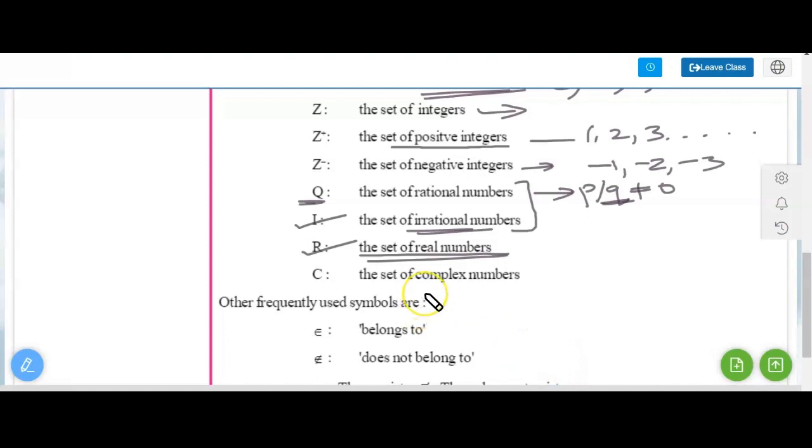And complex number: any number which can be represented in the form a plus ib. This is the complex number representation, where a is a real number and b is an imaginary number, where you have this i.